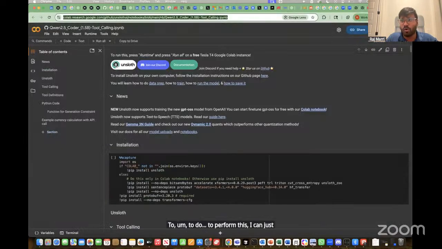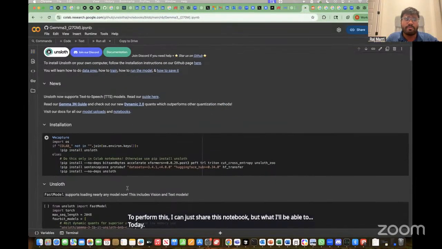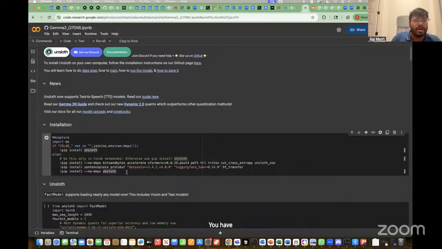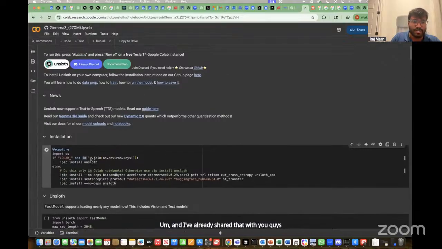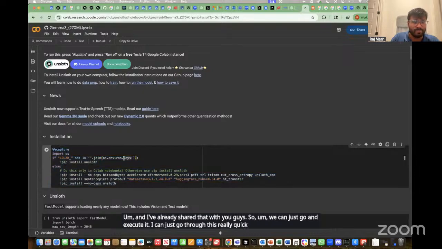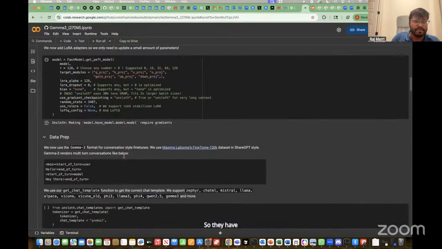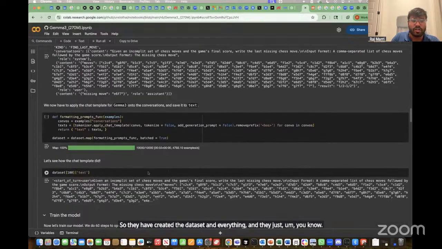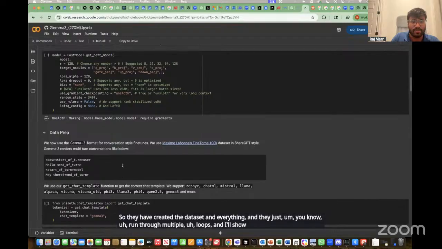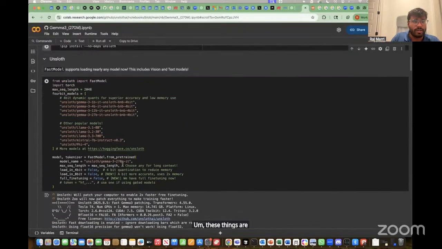I can just share this notebook, but today we're going to see the notebook where we are using LoRA to fine tune this model. I've already shared that with you guys, so we can just go and execute it. I can go through this really quick. It's a very simple model. What they're doing here is fine tuning the Gemma 3 270 million parameter model to play chess, to predict the next move in chess. They have created the data set and everything, and they just run through multiple loops, and I'll show you exactly how these things work together.